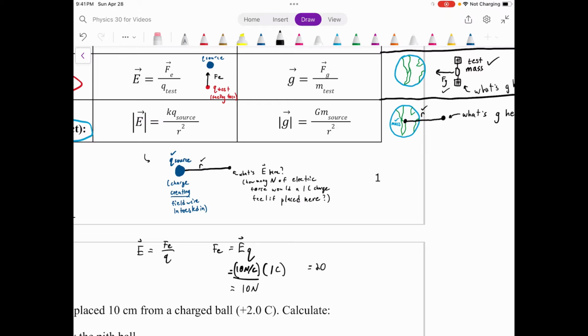If there is a 10 newton per coulomb charge, and instead of putting a 1 coulomb charge there, we put something with 2 coulombs of charge, well, it still works. It's going to feel more force because it has more charge. But the electric field was still 10 newtons per coulomb. So a 2 coulomb charge feels 20 newtons of force if placed into a 10 newton per coulomb electric field.